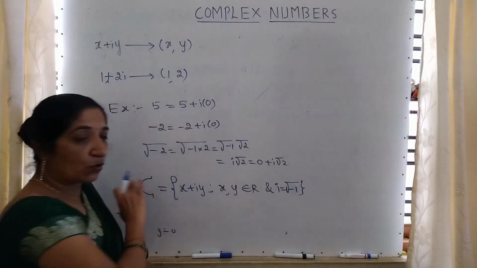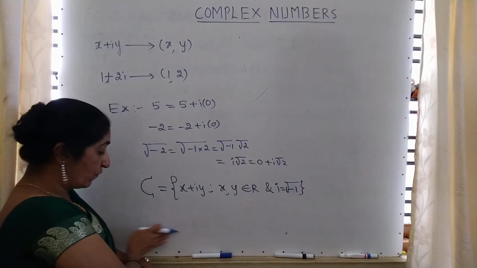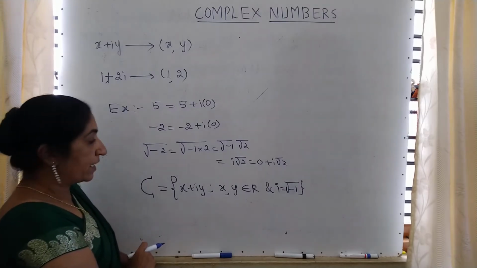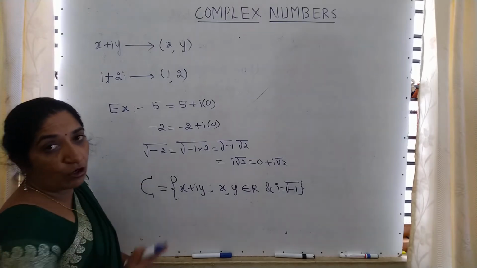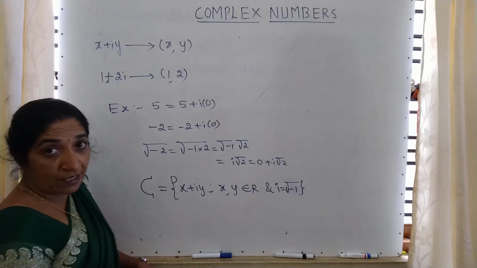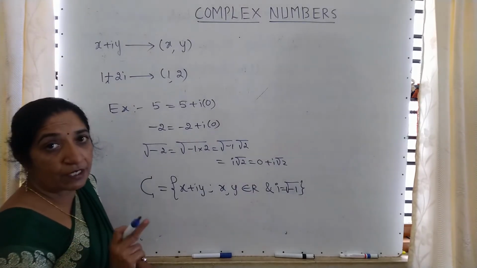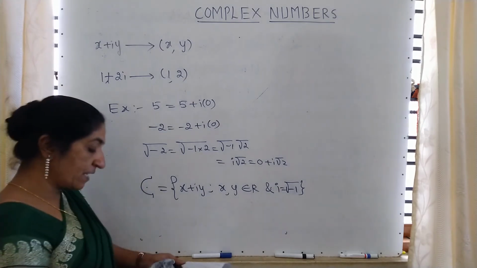Instead of writing that whole definition, if you write it in the form of a set, it is also correct. This is a general representation of a set, and remember, the set of complex numbers is the biggest set. It is denoted by C.